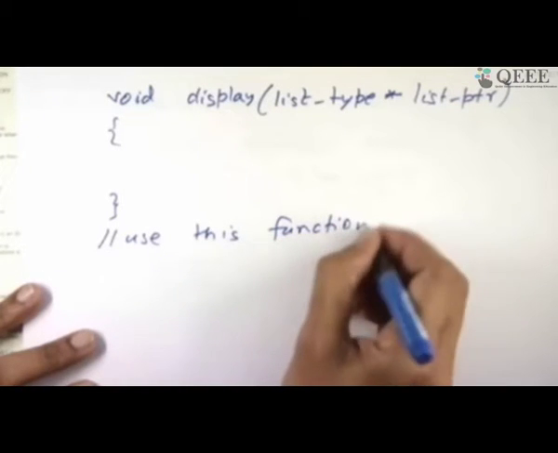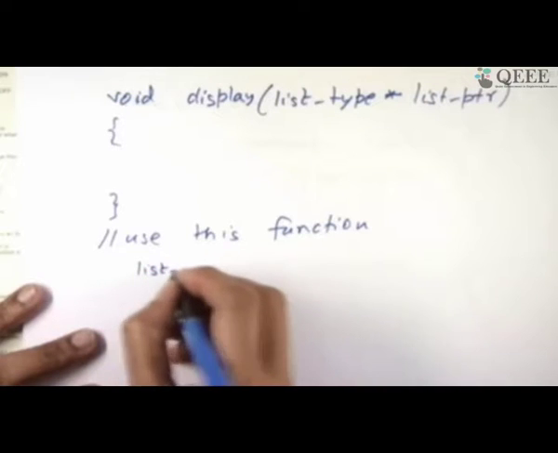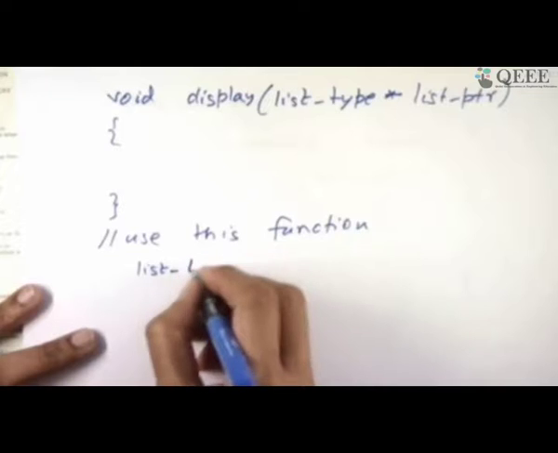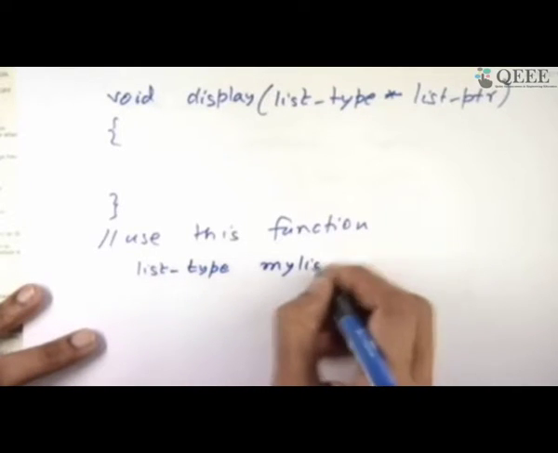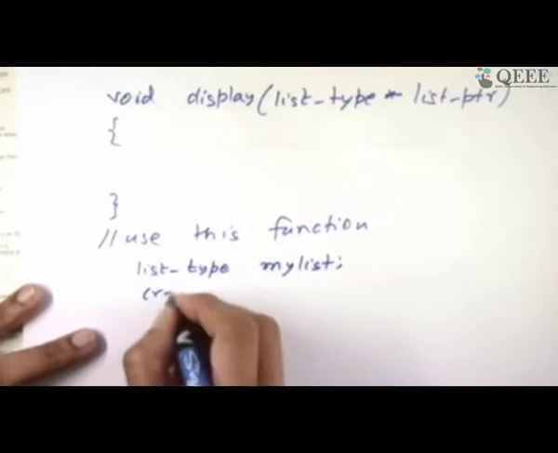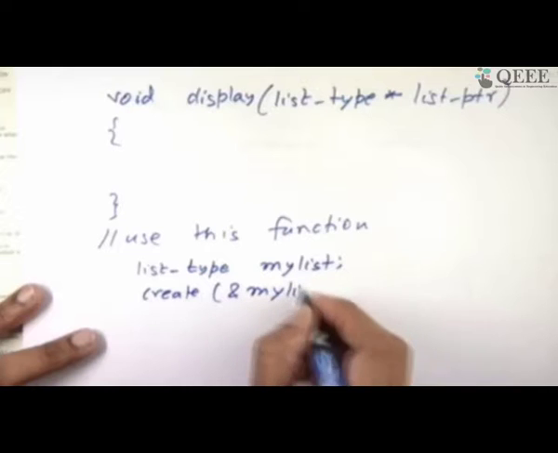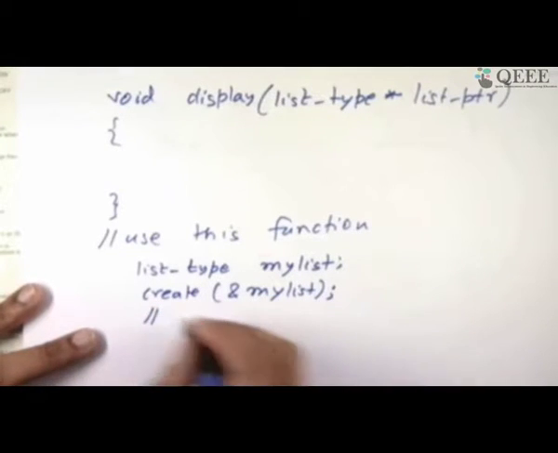So I'll assume that I have created a list. So how do I create a list? I will have list_type, my list. Okay, then I will create, which means I'll create an empty list. So I'll pass the address. This is because create wants this. Now assume that I have populated with push or whatever.